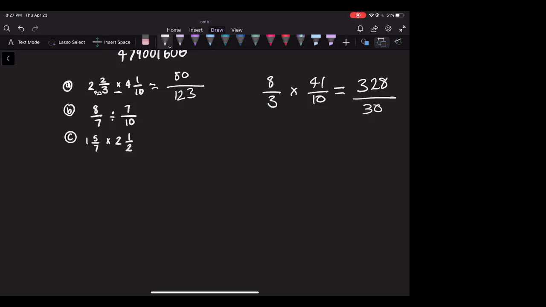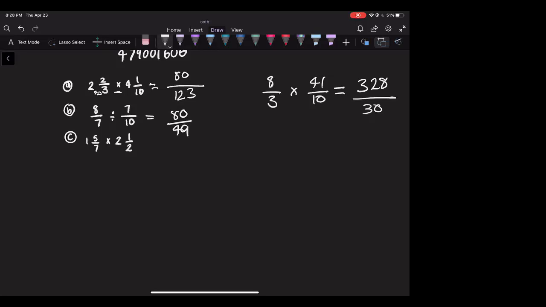Is B 80 over 49? 80 over 4. Yes, it is. Okay. Is C 17 over 14?